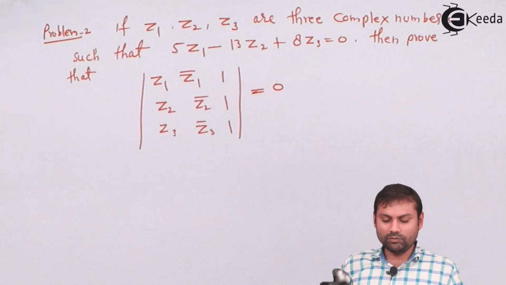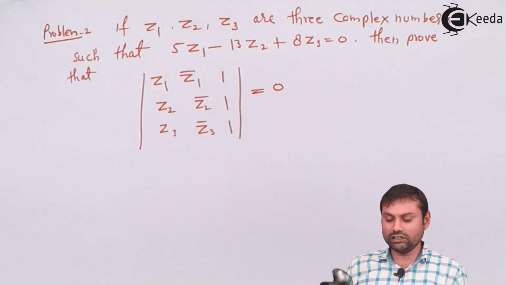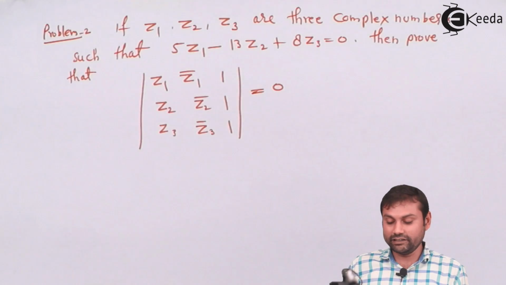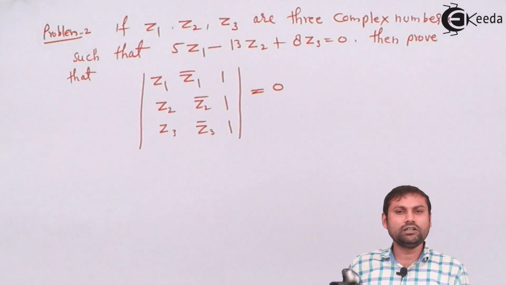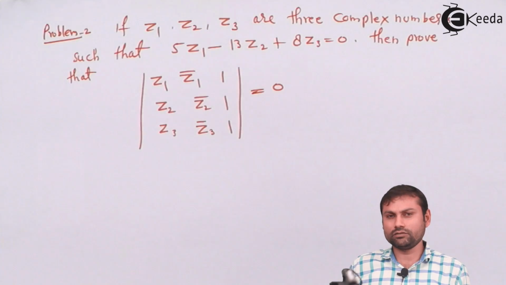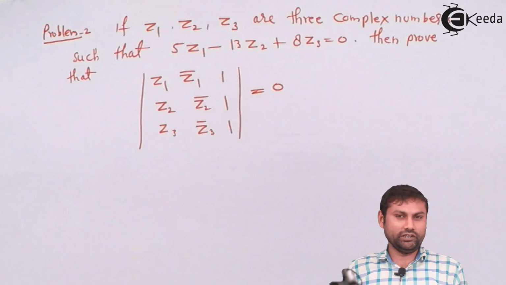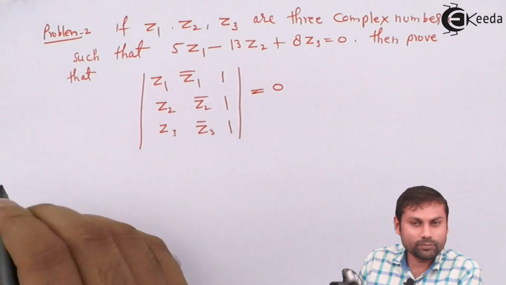The problem is given: if z1, z2, z3 are complex numbers such that 5z1 minus 13z2 plus 8z3 equals 0, then you have to prove that the determinant of z1, z1 bar, 1; z2, z2 bar, 1; and z3, z3 bar, 1 equals 0. You have to prove it. Okay, so let's prove it.